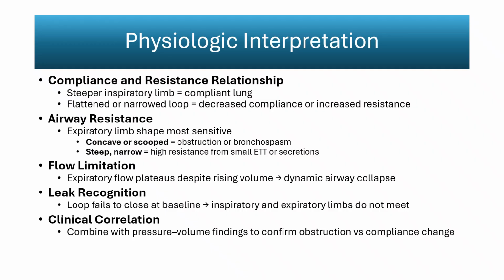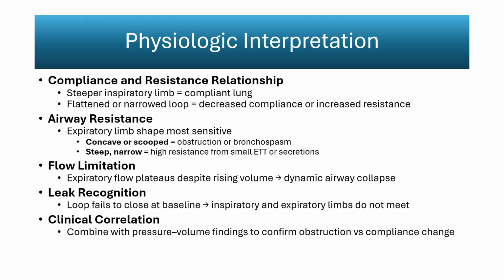Flow limitation occurs when the expiratory flow plateaus, even while lung volume continues to fall. This reflects dynamic airway collapse. The airways narrow during exhalation and prevent flow from increasing despite the ongoing recoil of the lung. This produces a flattened upper portion of the expiratory limb.